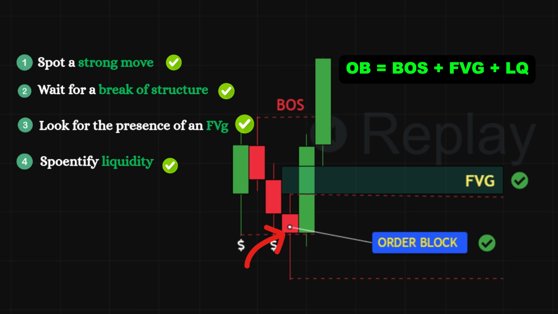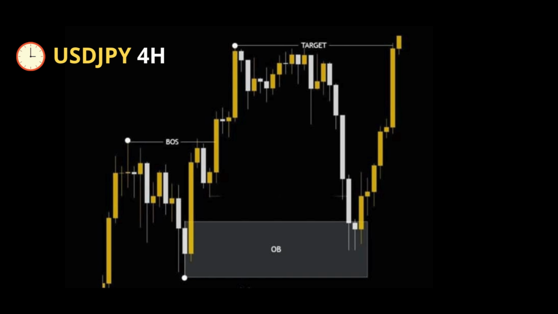Once all four confirmations are met, we can consider the order block, the last candle, or the last opposing candles as valid. Now that you know the step-by-step method, let's move on to the practical part to see how it applies directly on a chart. Let's use this perfect example of an order block captured on the USD/JPY 4-hour chart to understand the topic of this video in a simple way.